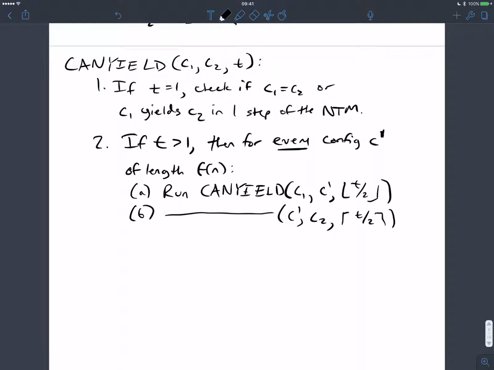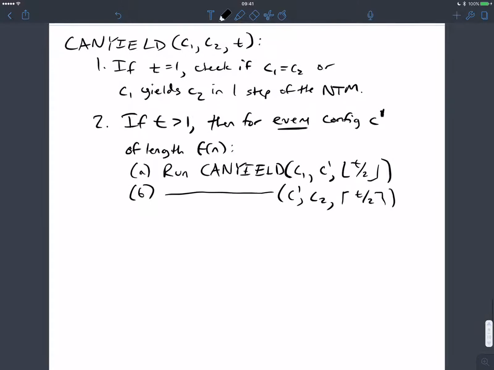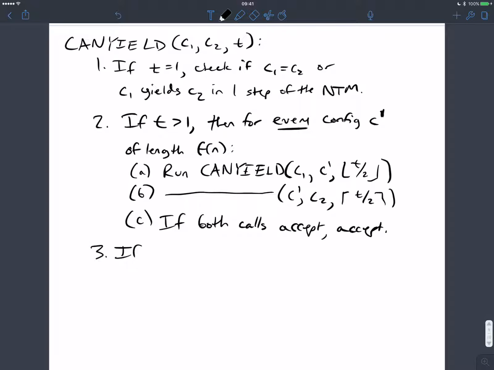Well, suppose that the first call says yes, and the second one says no. Can I get from C1 to C2 now? No. Both of them better say yes, and then therefore we're good. So if both calls accept, we'll accept. But if all configs were tested and none accept, we'll reject.